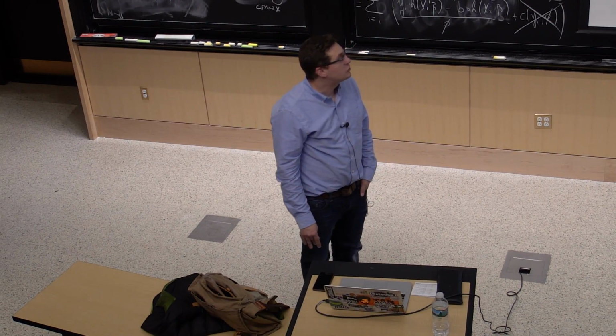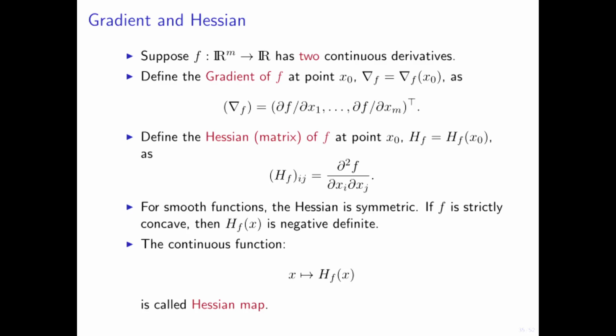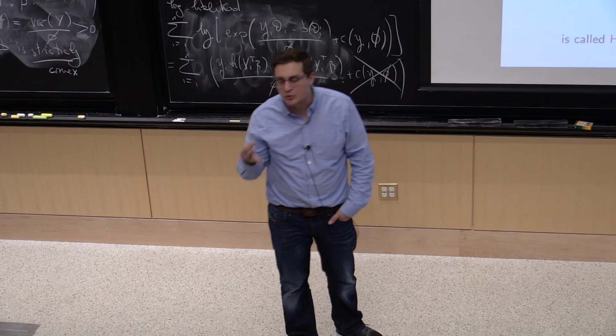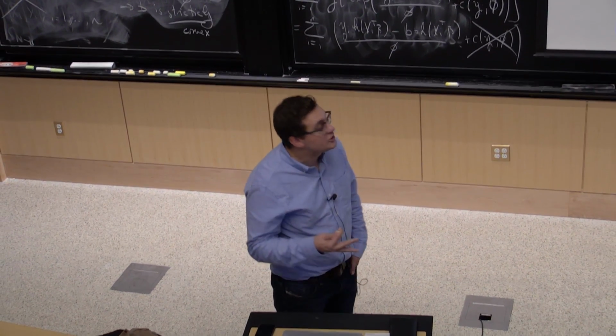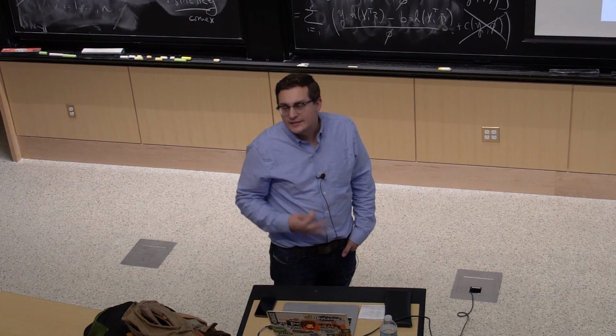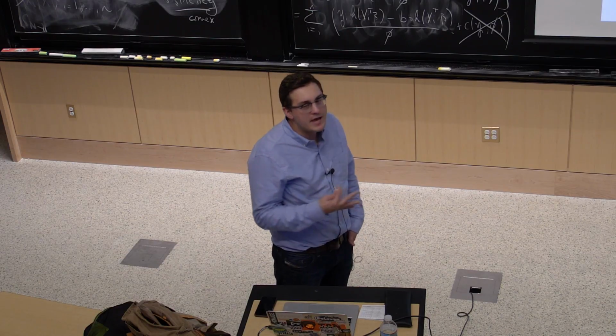Okay, so we've talked about this many times. I just want to make sure that we're all on the same page here. We have a function f. We're going to assume that it has two derivatives, and it's a function from R^m to R. So its first derivative is called the gradient. That's just the vector that collects all the partial derivatives with respect to each of the coordinates. It's dimension m, of course. And the second derivative is an m by m matrix.